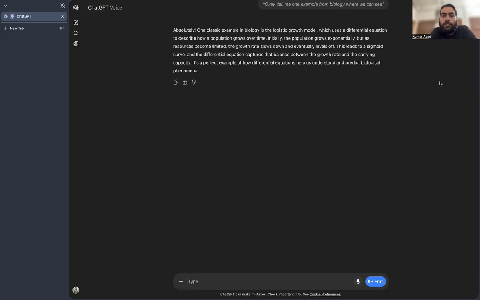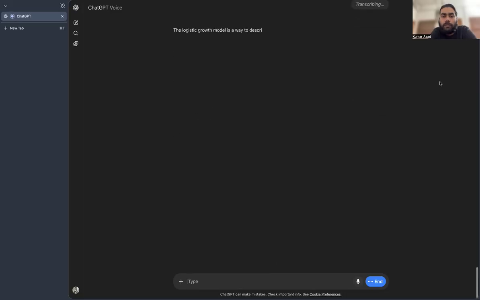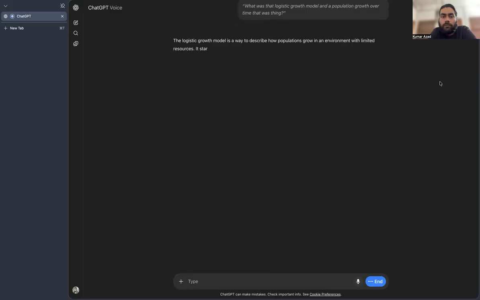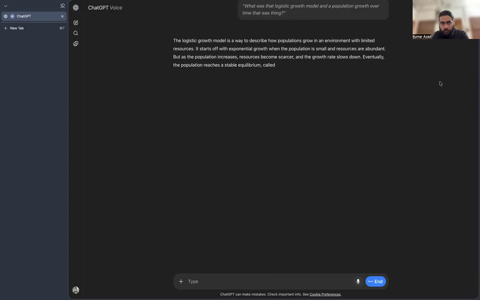What was that logistic growth model and a population grow over time? The logistic growth model is a way to describe how populations grow in an environment with limited resources. It starts off with exponential growth when the population is small and resources are abundant. But as the population increases, resources become scarcer and the growth rate slows down. Eventually, the population reaches a stable equilibrium called the carrying capacity, where the rate of growth is zero. The logistic equation captures this dynamic by balancing the growth rate with the limiting factors, giving us a realistic model of how populations behave over time.